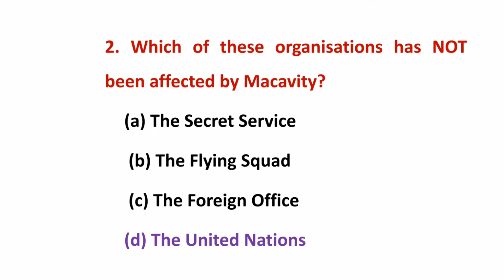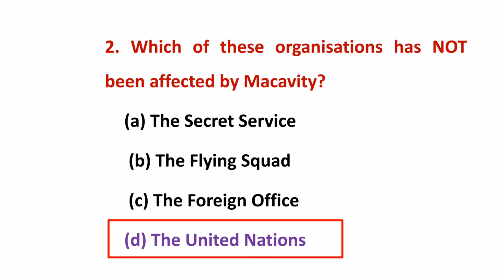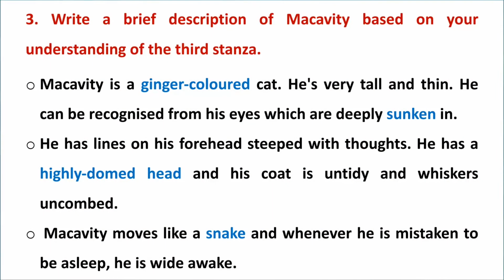So look at the options. Option A, the Secret Service. Option B, the Flying Squad. Third one, the Foreign Office. Fourth one, the United Nations. But the correct answer is the United Nations. So now we are going to learn the third question.